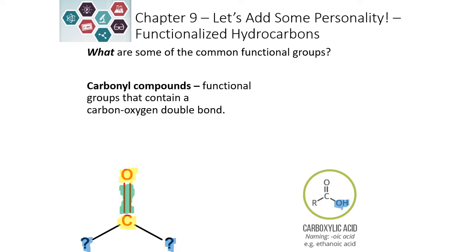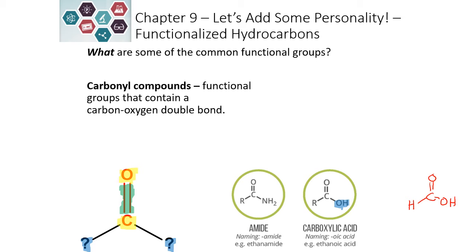Another type of compound that contains a carboxylic acid is called formic acid. And formic acid, instead of being connected to a carbon, is connected to a hydrogen. And formic acid is the component in ant bites or bee stings. If we want to change that group on the carbonyl, that changes the functional group.